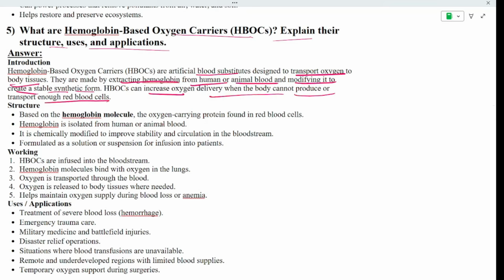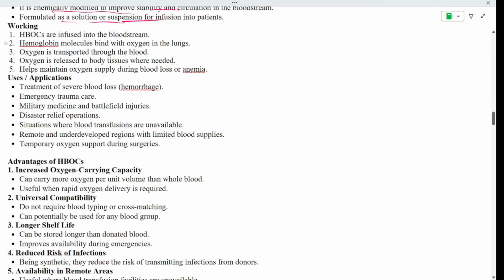Structure is based on the hemoglobin molecule, the oxygen carrying protein found in red blood cells. It is isolated from human or animal sources. It is chemically modified to improve stability, and formed as a solution or suspension. The working is that they are infused into the bloodstream. The molecules bind with oxygen in the lungs and are transported through the blood all over the body. Next, that oxygen is released into the body tissues wherever needed. Then oxygen supply is maintained during blood loss or anemia.